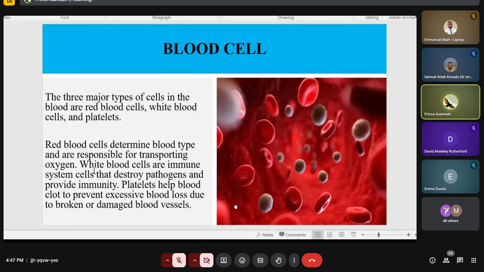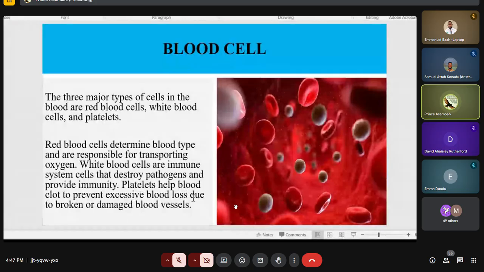White blood cells are the immune system. They form our immune system, and they are responsible for destroying pathogens, and also serving as an avenue for our bodies to have allergic reactions and all that.